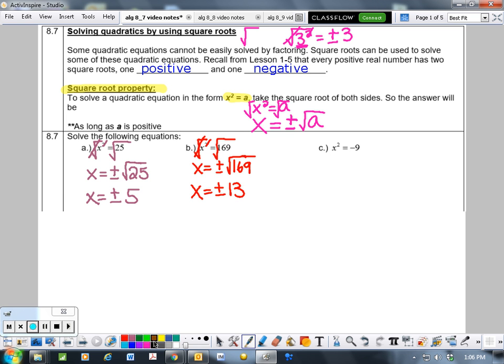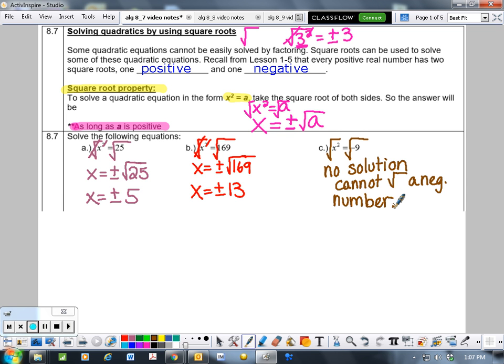And then we get to our next one where we square root both sides, and we get to our little caveat. Our caveat is as long as a is positive. So when I square root a number that's not positive, all of a sudden we get no solution. We cannot square root a negative number. Okay, so that's our simple stuff, and of course we're going to build upon this.